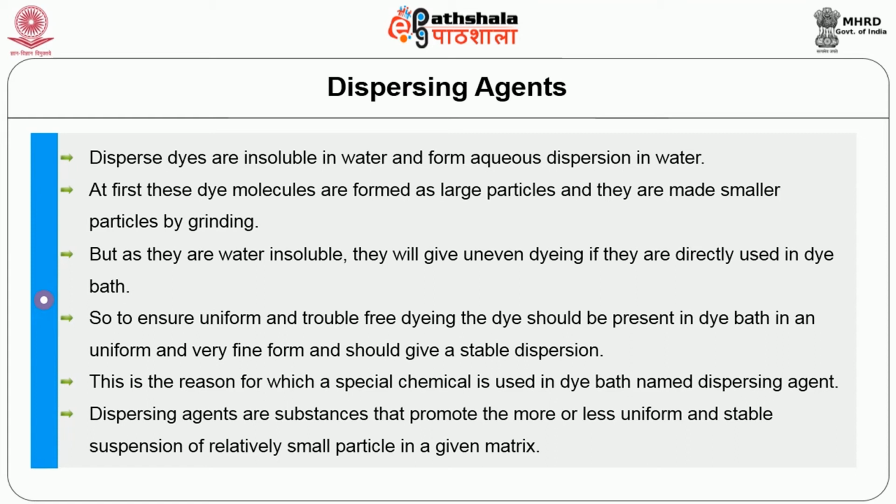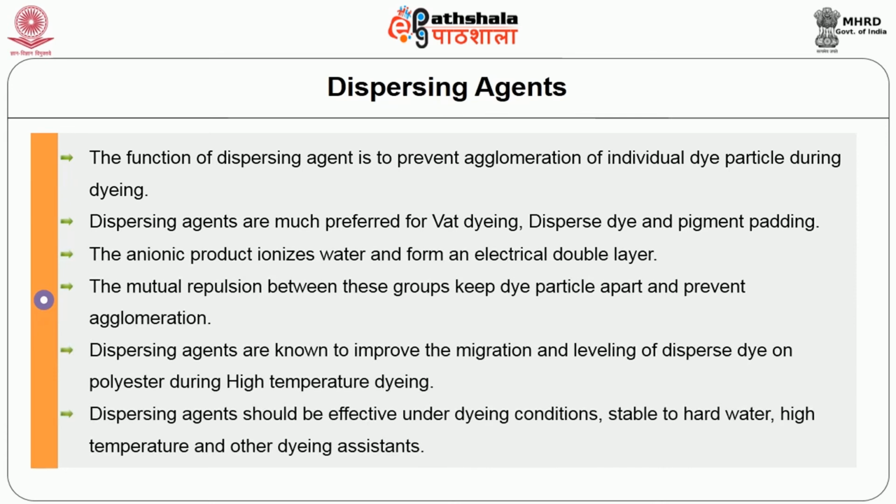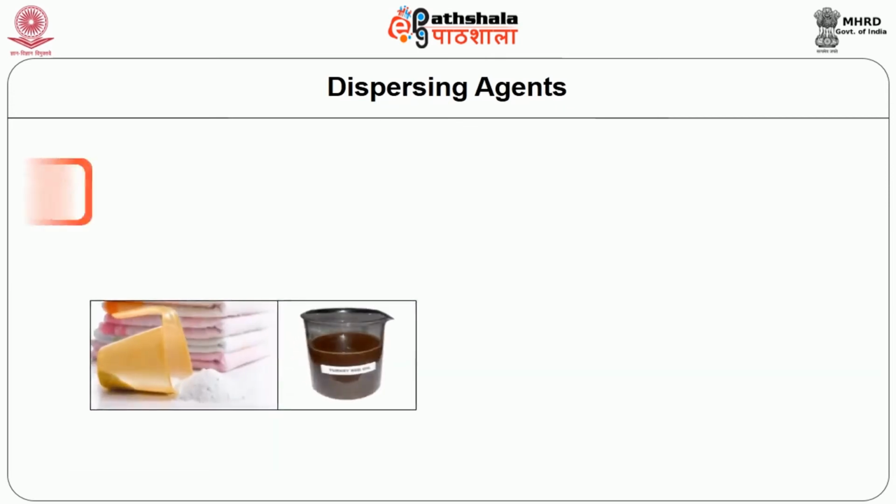Dispersing agents are substances that promote more or less uniform and stable suspension of relatively small particles in a given matrix. The function of a dispersing agent is to prevent agglomeration of individual dye particles during dyeing. Dispersing agents are much preferred for vat dyeing, disperse dyeing, and pigment padding. The anionic product ionizes in water and forms an electrical double layer. The mutual repulsion between these groups keeps dye particles apart and prevents agglomeration. Dispersing agents are known to improve the migration and leveling of disperse dye on polyester during high temperature dyeing. Dispersing agents should be effective under dyeing conditions, stable to hard water, high temperature, and other dyeing assistants.